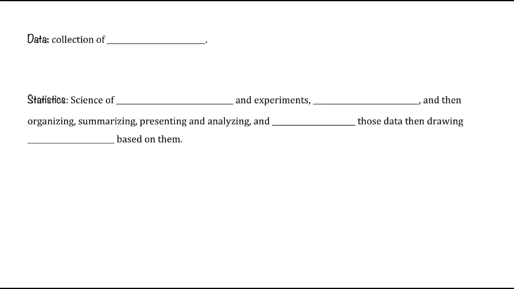What exactly is data though? Data is a collection of observations. Some examples can include measurements or survey responses or assigned gender. Statistics, on the other hand, is the science of planning studies and experiments, obtaining data, and then organizing, summarizing, presenting, and analyzing, and most importantly, interpreting those data, then drawing conclusions based on them.